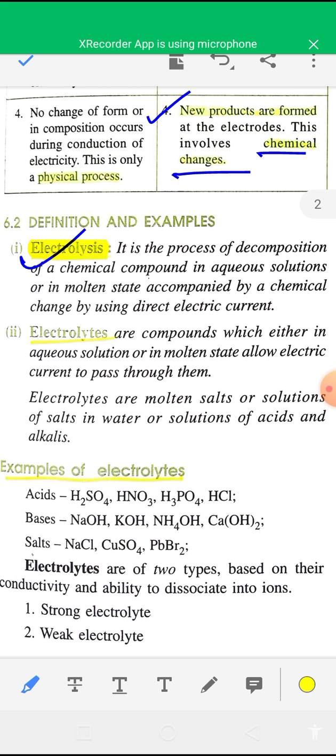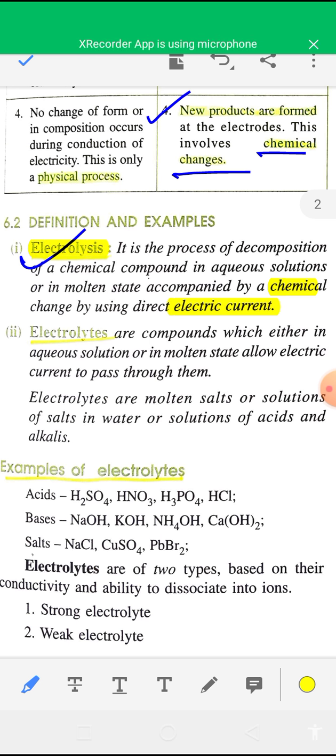Electrolysis is the process of decomposition of a chemical compound in aqueous solution or in molten state, accompanied by a chemical change by using direct electric current. So a chemical change using electric current is known as electrolysis in simple words.